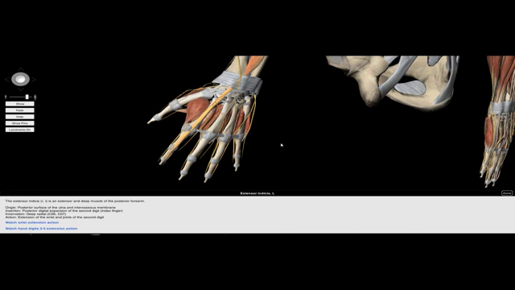Okay, so that's the muscular and skeletal arrangement in the wrist and hand, and we'll come back and start looking at the carpal tunnel and functional anatomy, functional movement of the hand in the next module.